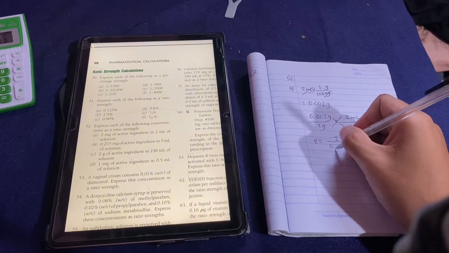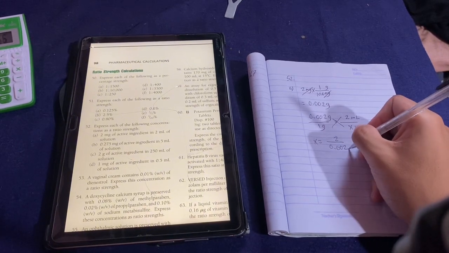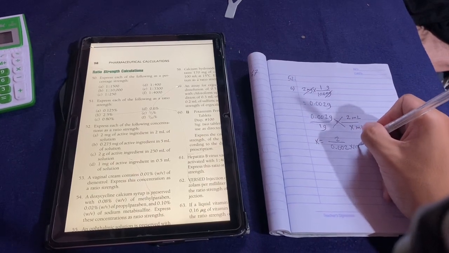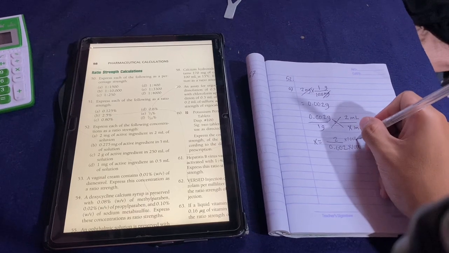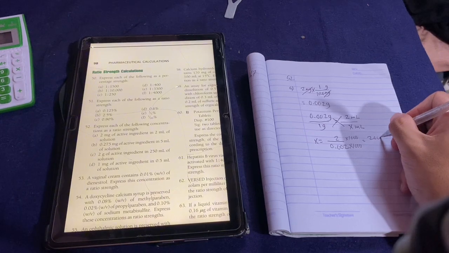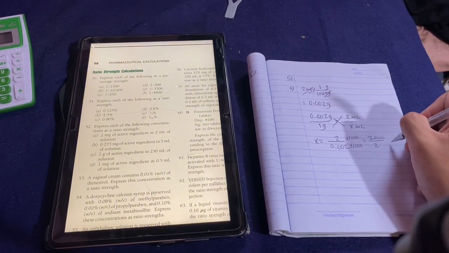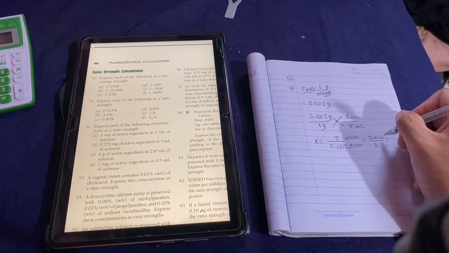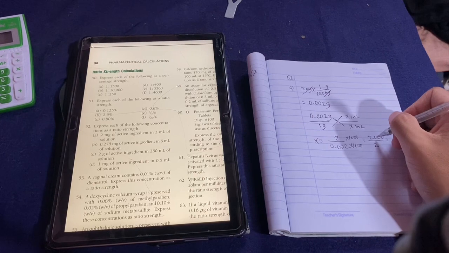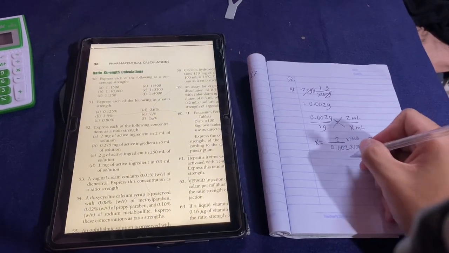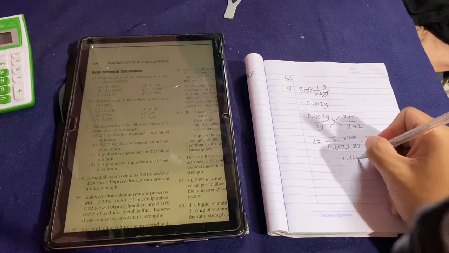What we want is to move the decimal. So in order to do that, we need 3 digits, which means times 1,000. Times 1,000, and here also times 1,000. So the top becomes 2,000 and the bottom becomes 2. So what we will do is divide them. 2,000 divided by 2 is equal to 1,000. So our answer is 1 to 1,000.